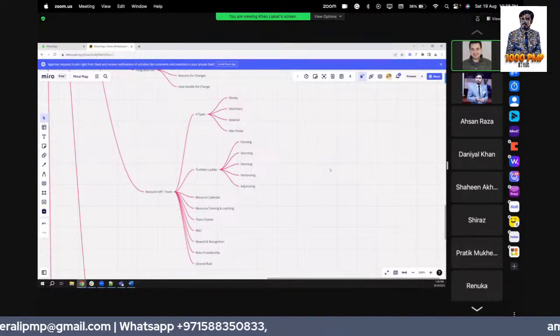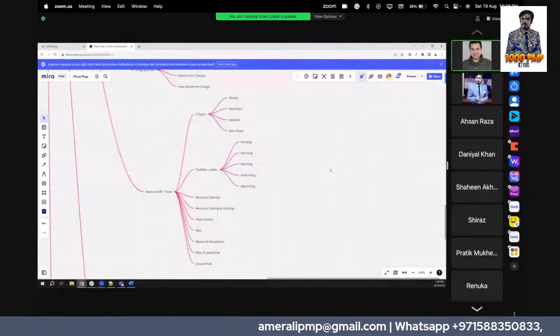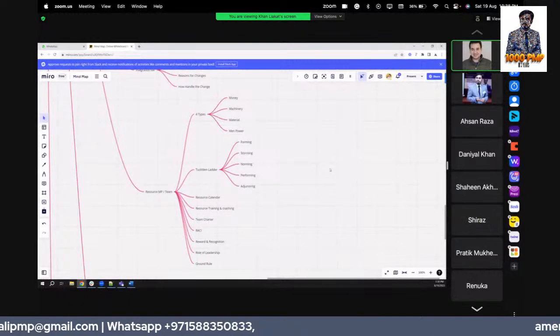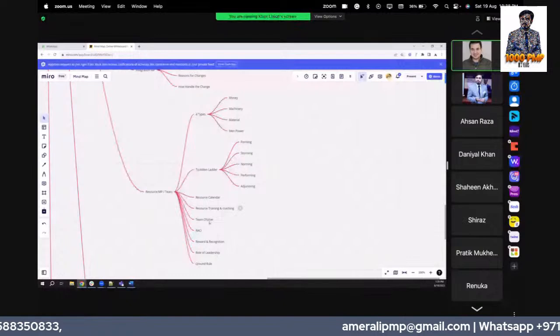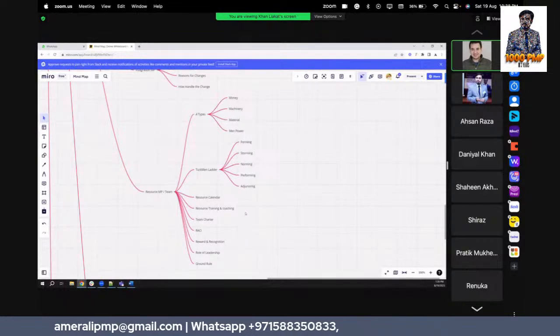When they reach the level of perfection, then it's the performing part, where the team is doing extraordinary work and everyone is working up to their potential. And the last part is adjourning, when things get finished, and then we move back to forming for the new project. For the resources, we also have the resource calendar, where we manage resource availability, and resource training and coaching if the team requires it.